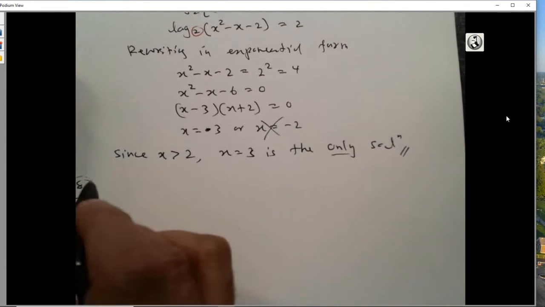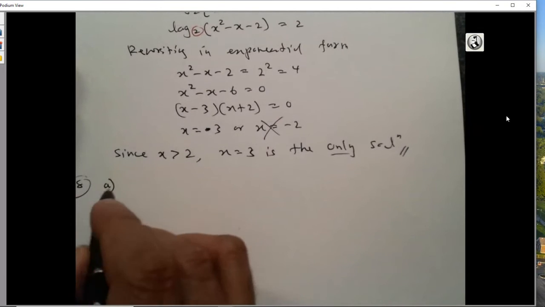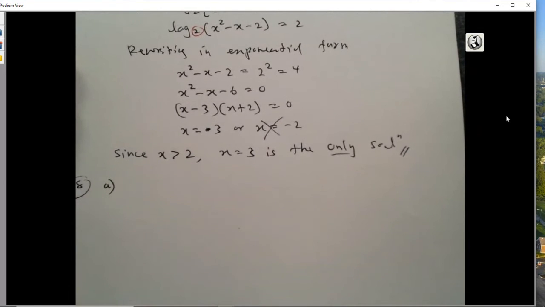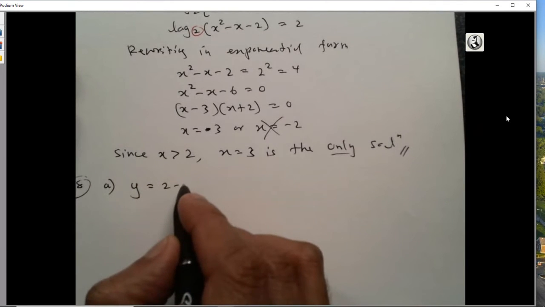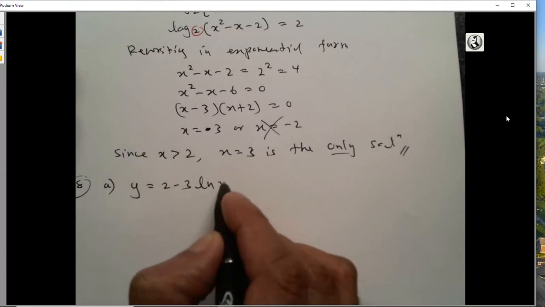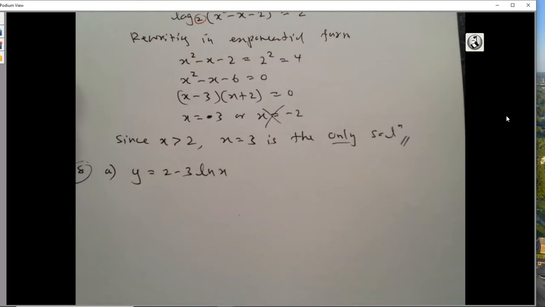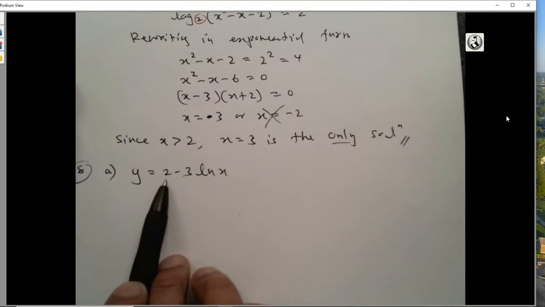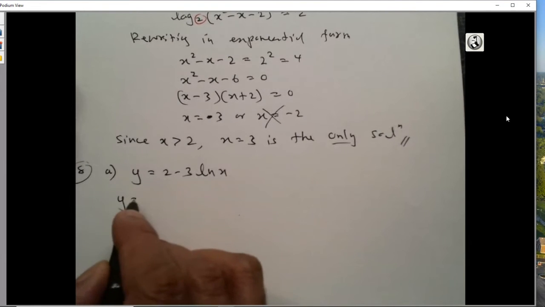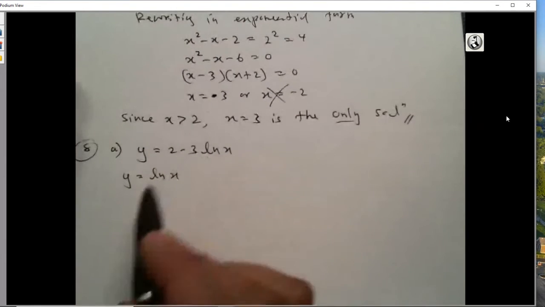So I go to question number 8, part A. This is a graph of logarithmic functions. Let's say y equals 2 minus 3 ln x. This is a basic, easy function, step by step. We start with the log, multiply by negative 3, add 2. So we start with y equals ln x.